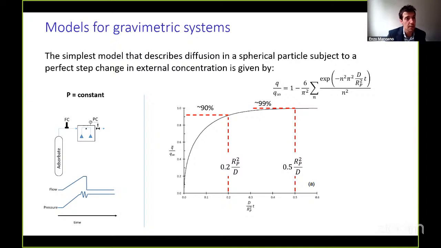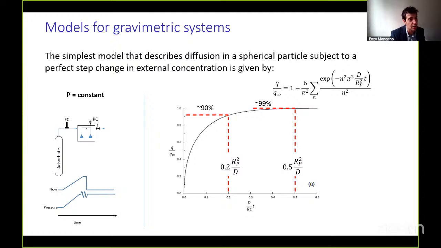So this means that you need to pay attention to the diffusion time that you're trying to measure. What you want is that the diffusion time that you try to measure with the gravimetric systems is about 10 times the time required by the system to establish the pressure step. Why is this important? Because if you apply the simplest model, where you have the perfect change in pressure, you can see that 90% of the response is seen at 0.2 times the diffusion time. This means that if your diffusion time is 100 seconds, 90% of the response would be in 20 seconds.